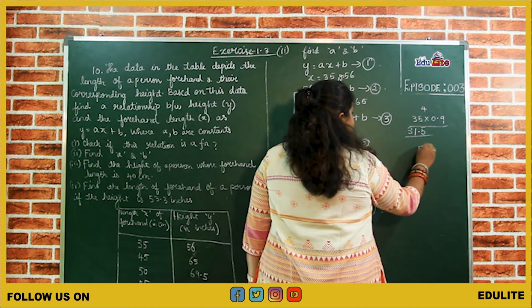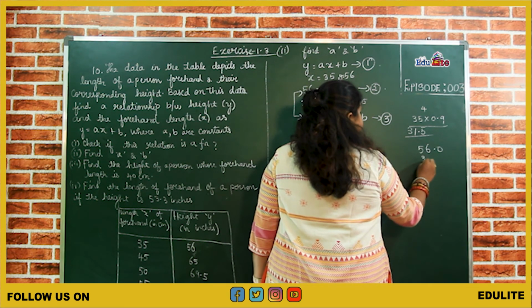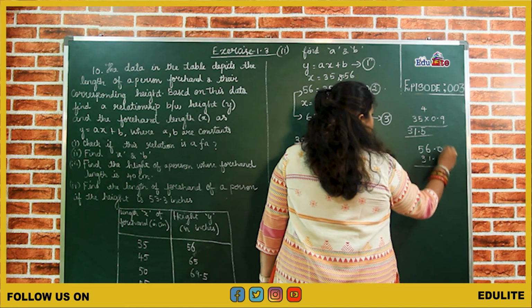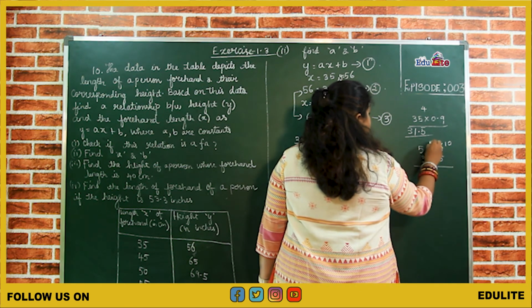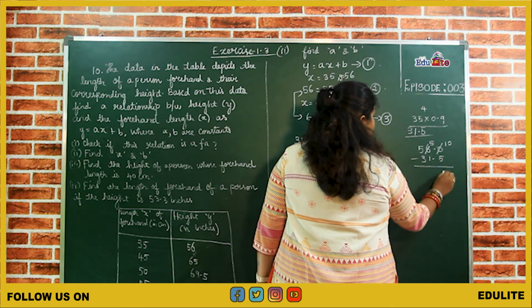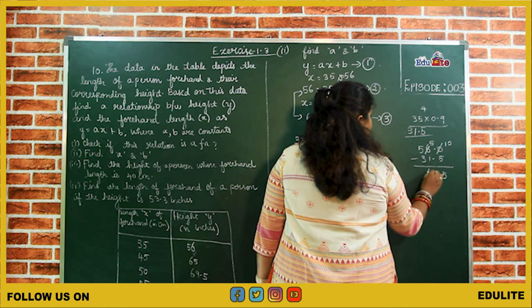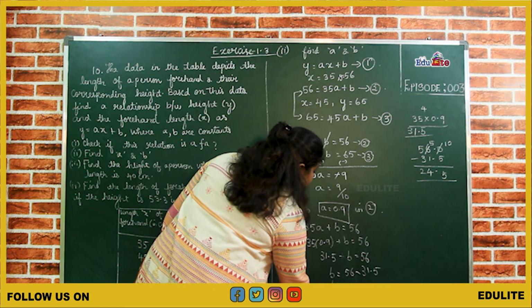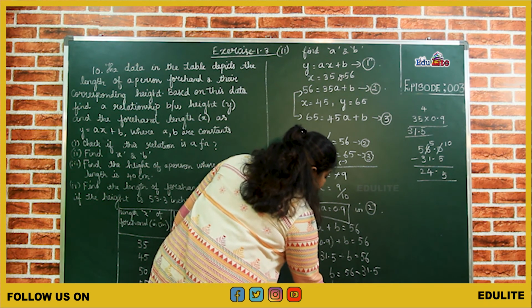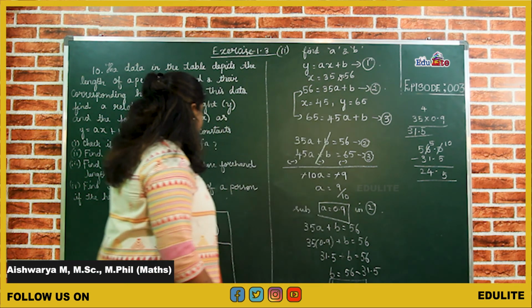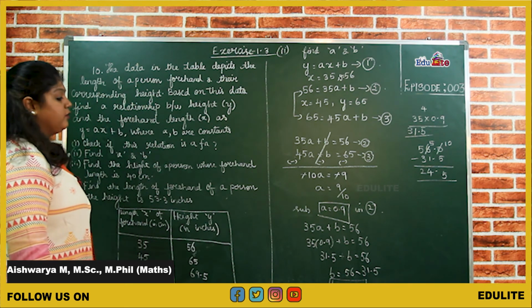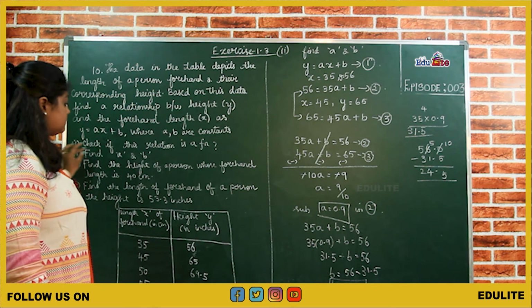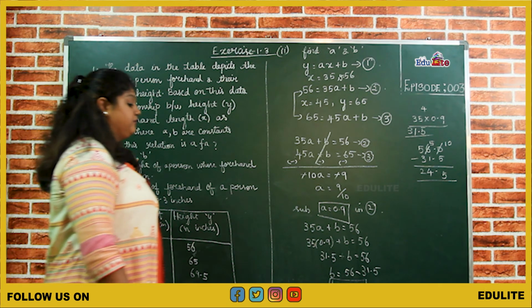So, 56 minus 31.5. 10 minus 5 is 5, 5 minus 1 is 4, 5 minus 3 is 2. So, b equals 24.5. So, the second subdivision is also completed. The value of a is 0.9 and the value of b is 24.5.